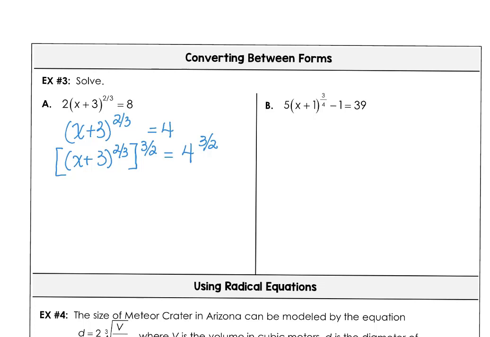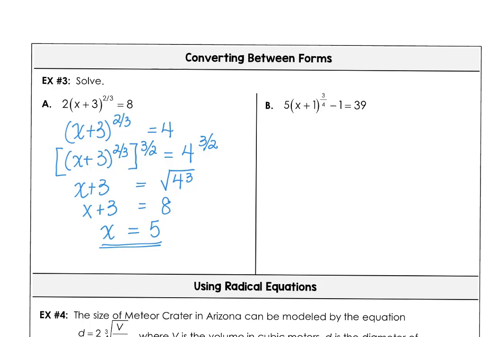So we have x plus 3 to the 6/6 power, that's 1. And that gets our argument out from the radical. And then 4 to the 3/2 power is simply saying the square root of 4 cubed. Well, the square root of 4 is 2, and 2 cubed is 8. So x plus 3 is 8 when x equals 5. And I'll save the checking to you, but that does work out to be true.